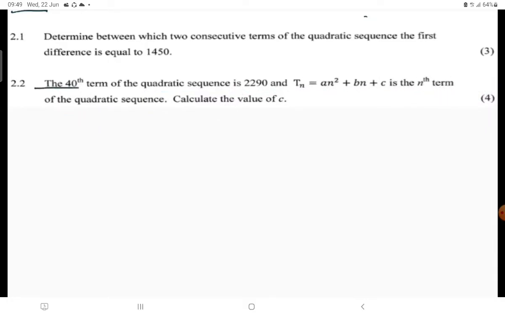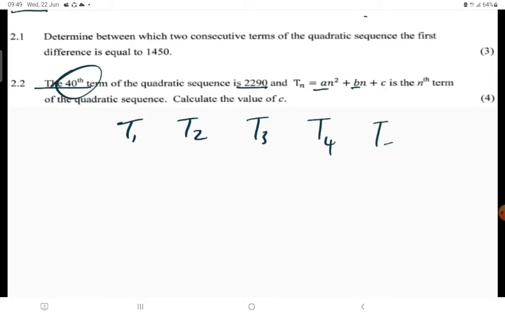So we have, okay, the 40th term of the quadratic sequence is given by this and all else that is given. So how do we approach this one? The idea is to know that when you have the 40th term, that 40 is going to be used. But nonetheless, we can actually try to find A, B, and C. Because remember, we have T1, we also have T2, T3, T4, and we can continue up to T5.